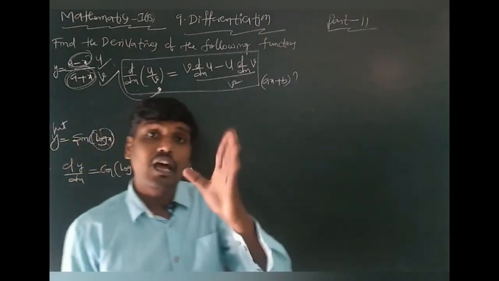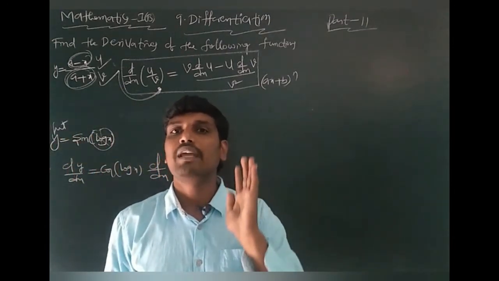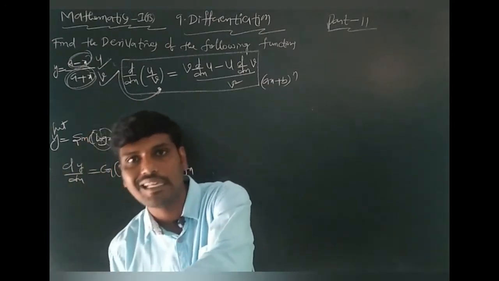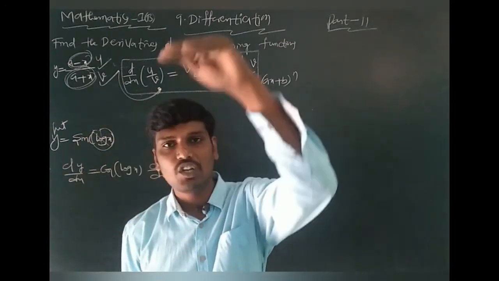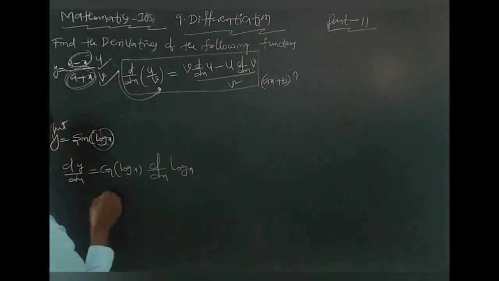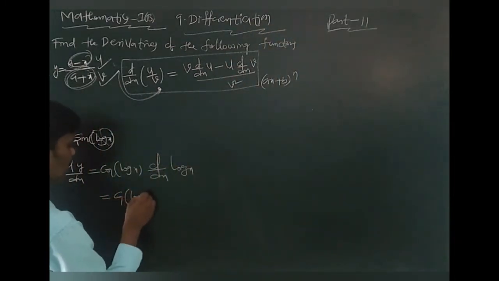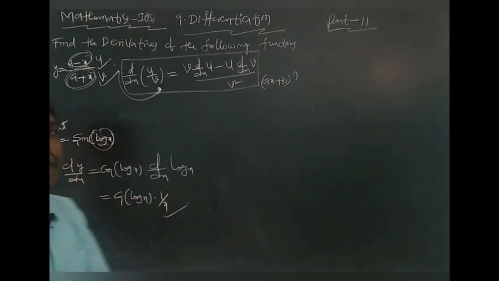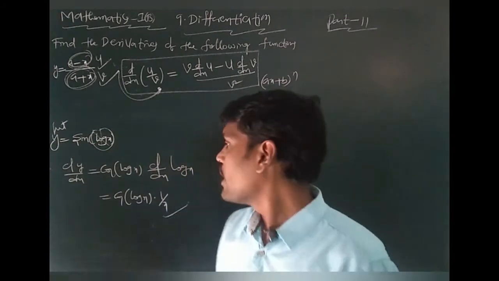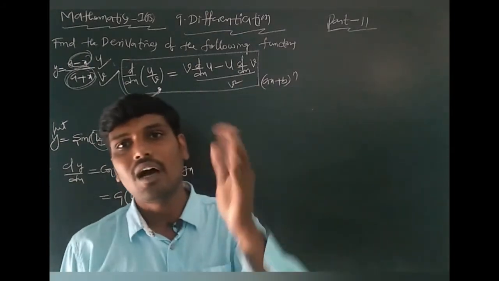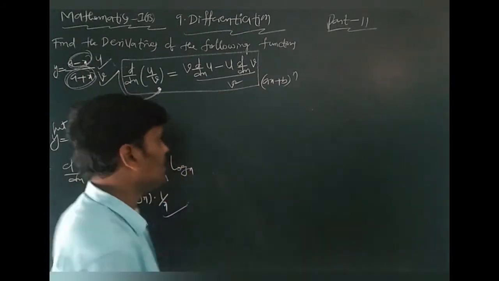Understood or not? Here the previous problem was already clearly explained. In terms of x, whenever any function is there except x, you can write that function simpler. After that, derivative of that function: the log x derivative is 1 by x. Log x derivative is what here? 1 by x. Then sine of log x derivative is cos of log x into 1 by x, or cos of log x whole by x. You can write either one.